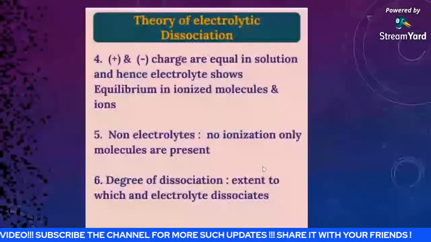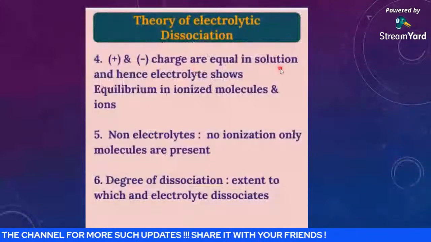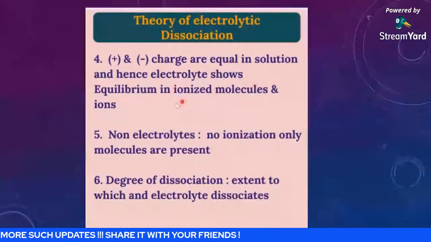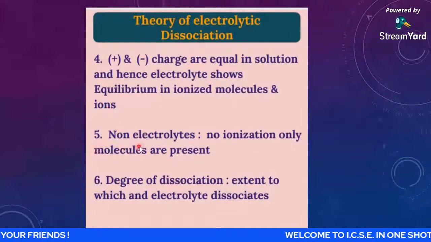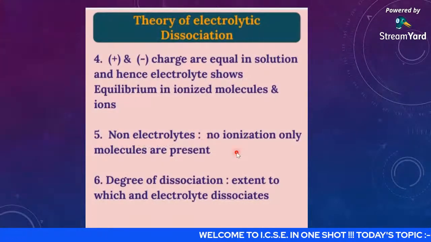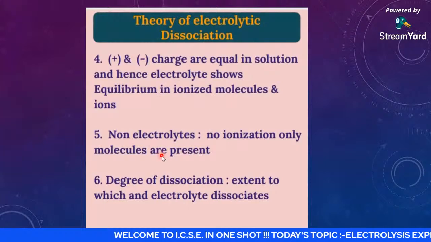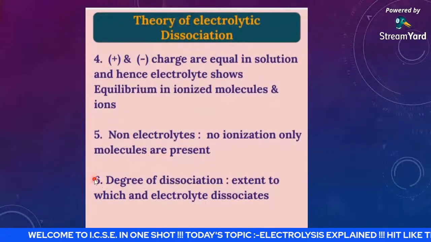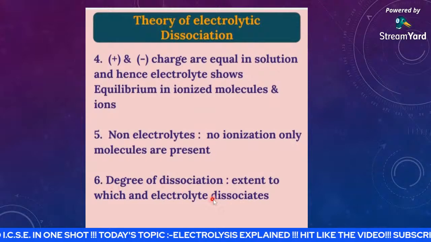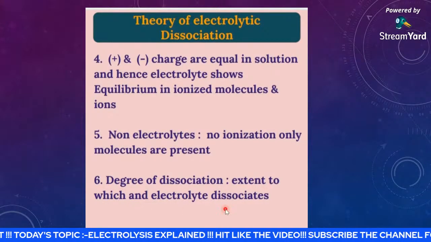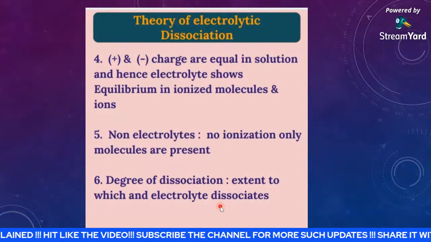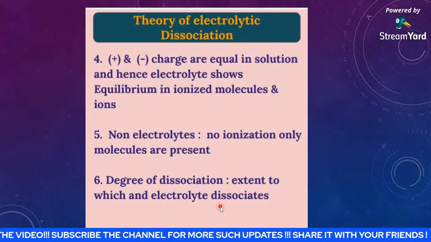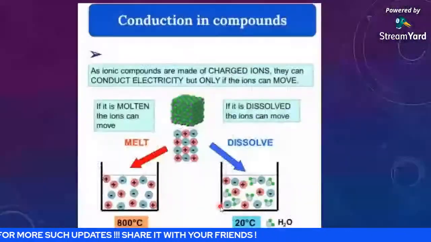The fourth point states that charges are equal in solution, hence the electrolyte shows equilibrium between ionized molecules as well as ions. Next, point number 5, non-electrolytes. They show no ionization because they have only molecules, no ions. The degree of dissociation is the extent to which an electrolyte dissociates. I hope you are all able to cope up with me.